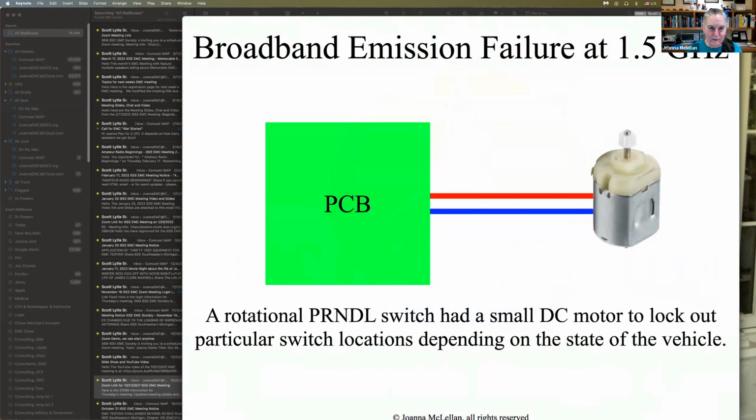Okay, you got a PCB. It's square. It's tiny, and it has this tiny little itty bitty motor. You might remember the little slot car motors. They're kind of like the same motors that you find in mirror gimbals in automotive. All right, so the motor was connected to the printed circuit board. Cool. It failed radiated emissions at 1.5 gigahertz. It was a broadband emission. It was literally the noise from the brushes coming out of the motor.